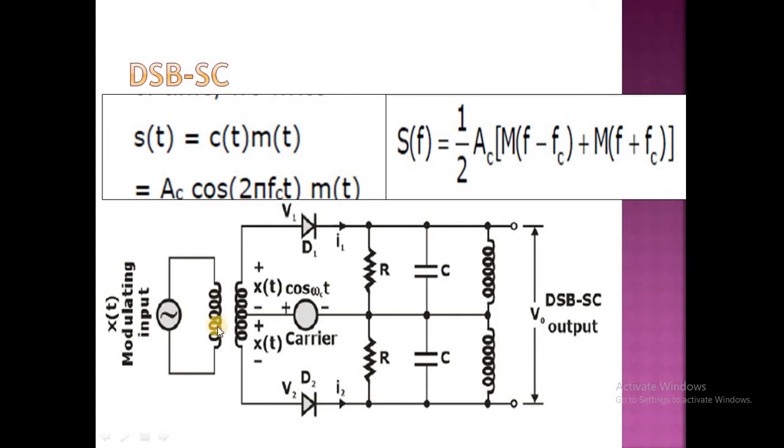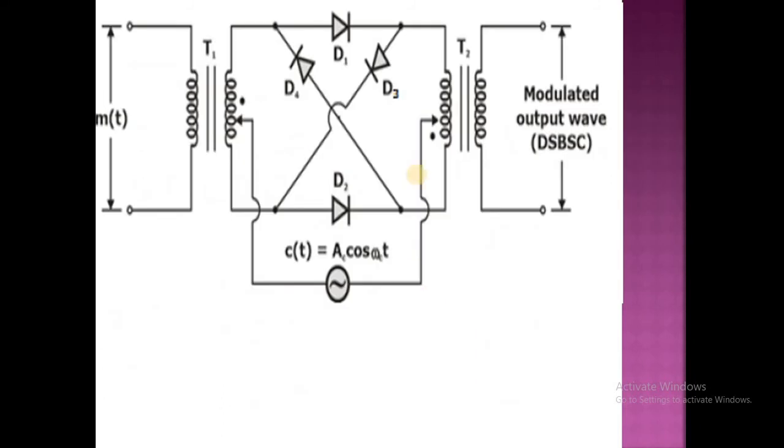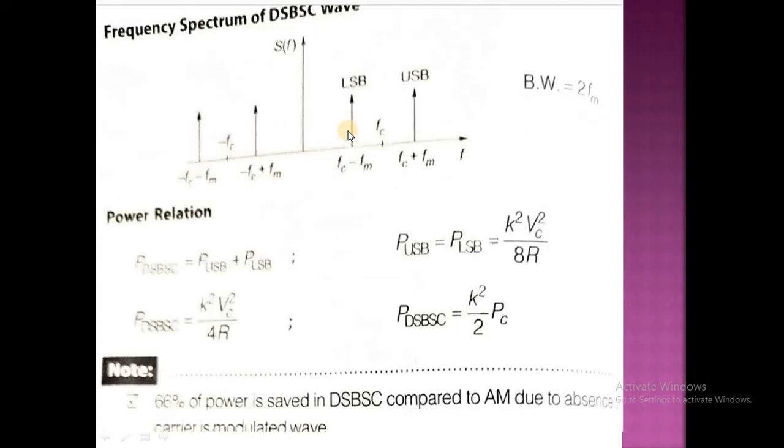How can we generate the DSB-SC? The DSB-SC is generated by using the balanced modulator. This is the circuit diagram of the balanced modulator. DSB-SC is generated using the balanced modulator and the ring modulator. This is the ring modulator circuit. In the ring modulator circuit, we are using 4 diodes. I am not going to explain the operation of this particular diagram. It is just a revision session. Remember, guys.